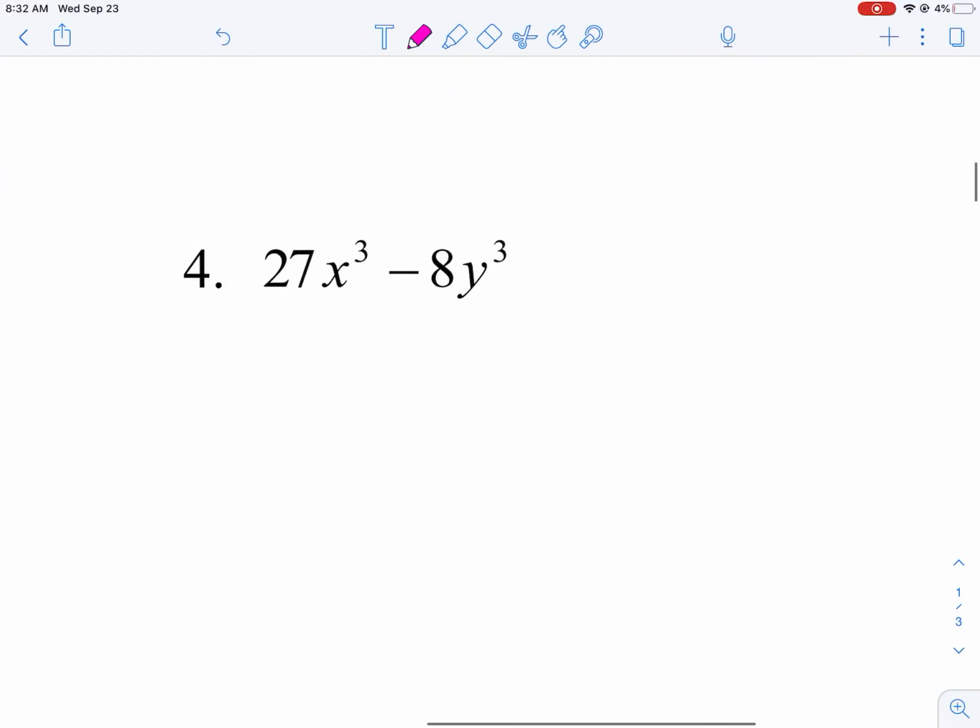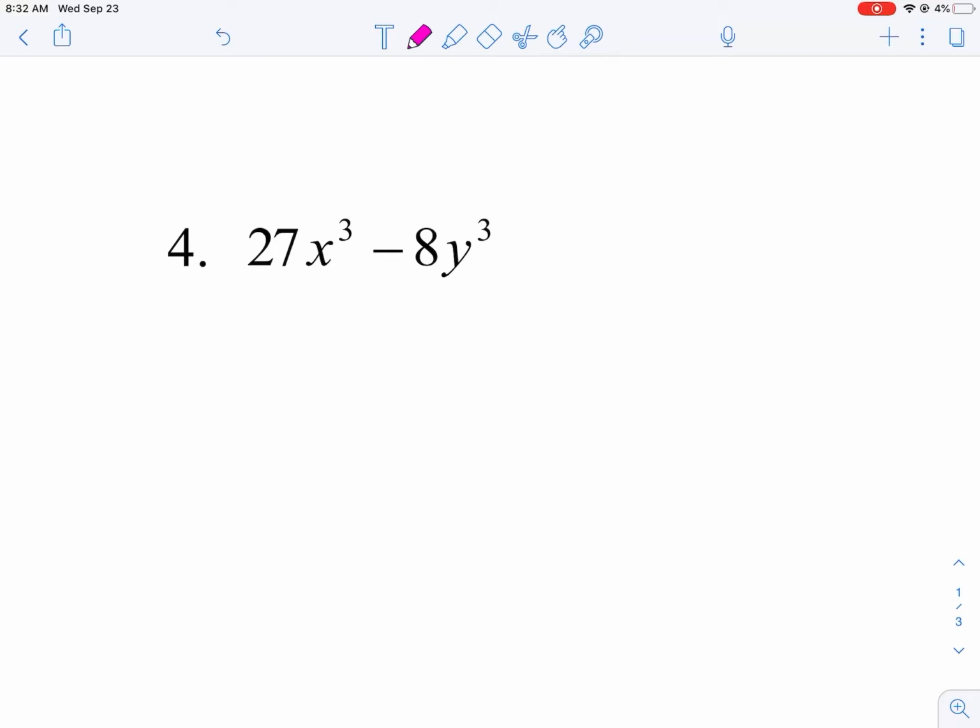Okay, so here we go. Again, can we take out a GCF? No, there's no GCF here. So our next move is to verify whether this piece and this piece are perfect cubes. We know 27 is just 3 times 3 times 3, which is 3 cubed. We know x, we don't know what it is, but we know it's being cubed. So this is just x times x times x. So the first one is a perfect cube.